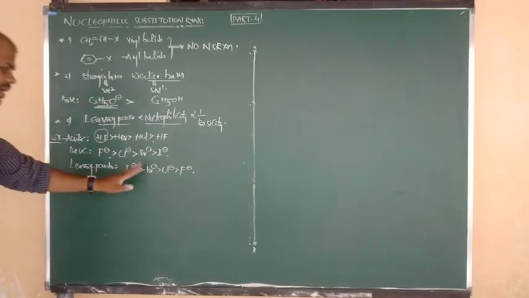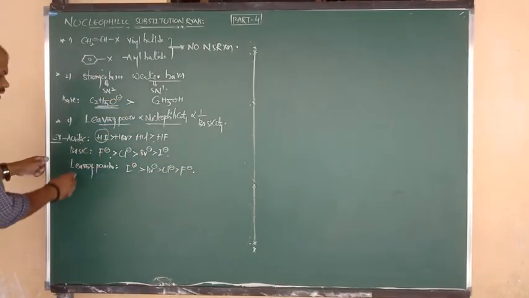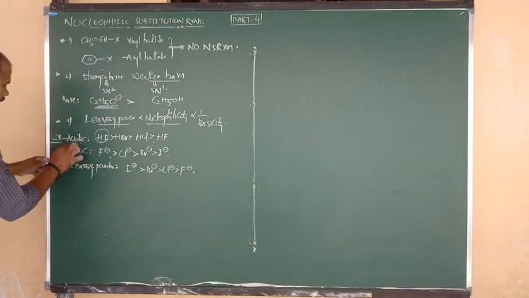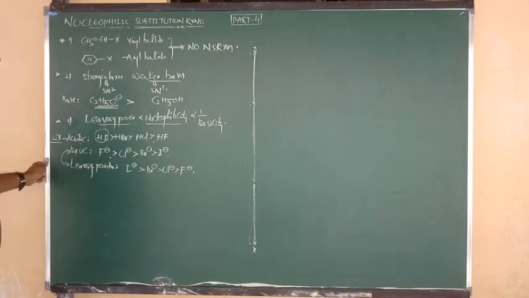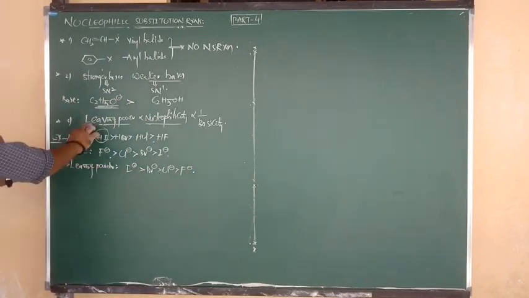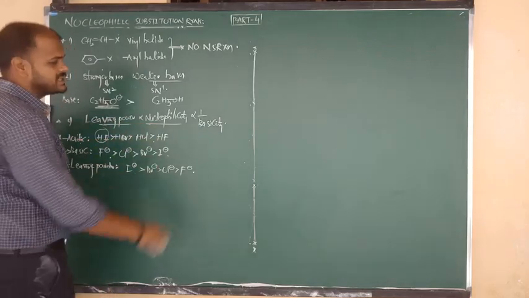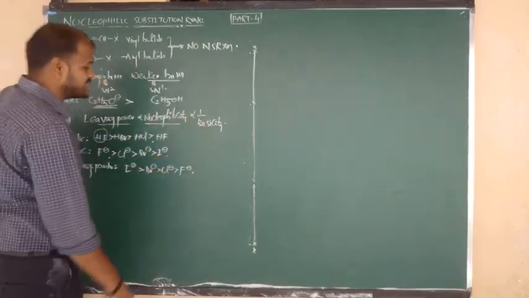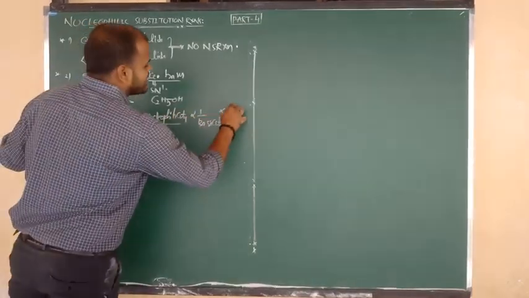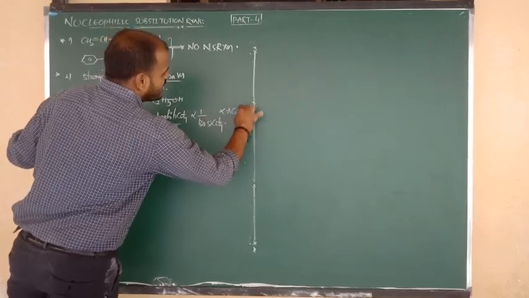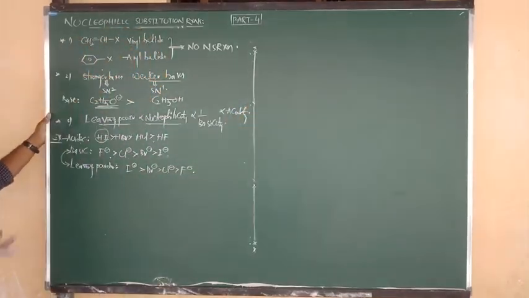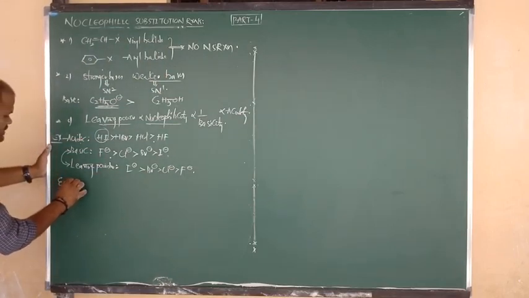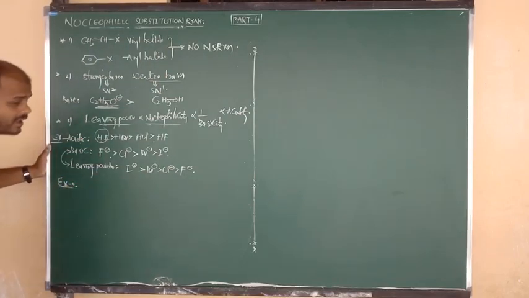So this is the order of leaving power, and this is the order of basicity. Both are inversely proportional to each other. So leaving power is directly proportional to nucleophilicity and inversely proportional to basicity. Again, there we can also say directly proportional to acidity or acidic nature. We can consider it like this example. Good. Here I am going to show you one more example. It is also repeated.